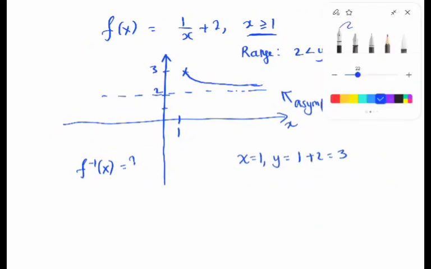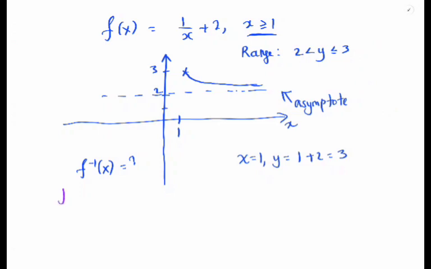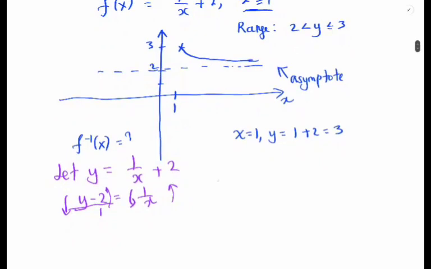Alright, so for inverse, there are different ways of doing it, but I'm just doing it this way. Let y equal to 1 over x plus 2. Our aim is to find x in terms of y. So this is y minus 2 equals 1 over x. Now this is also over 1, so I flip it around. So that means I have x equals 1 over y minus 2.